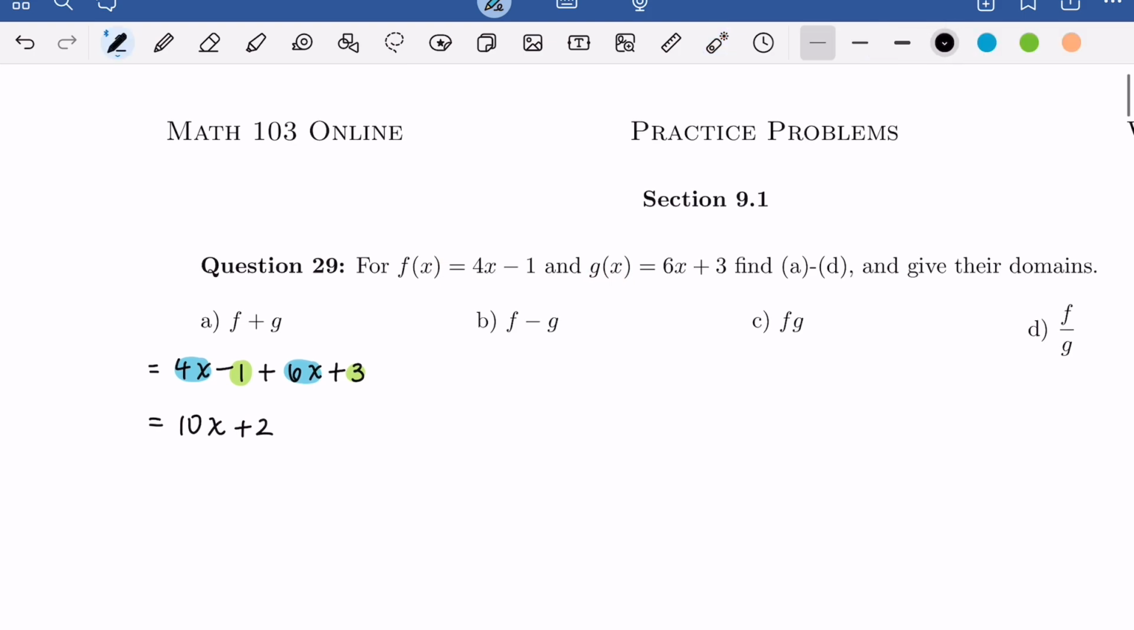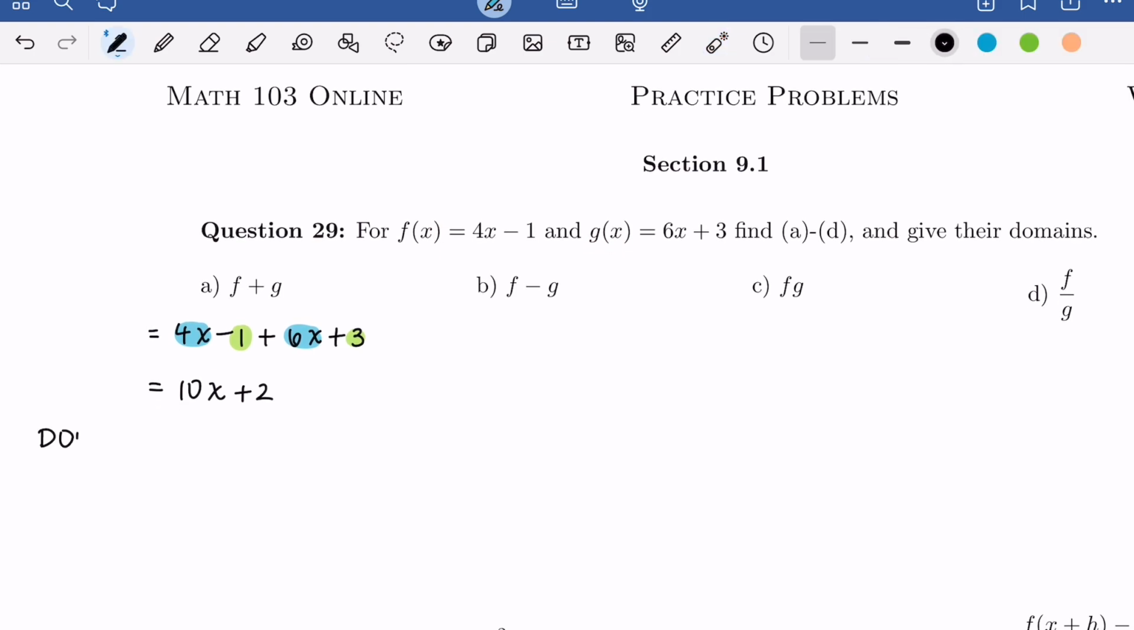Now we also want to find its domain. So the domain of this function here is actually just going to be all real numbers, which we can write as this here in interval notation. And that's because we can plug in any value for x here, and we're going to get an actual output value. There's not a value that we're going to plug in for x that will break this function in any way. Alright, so let's look at part B.